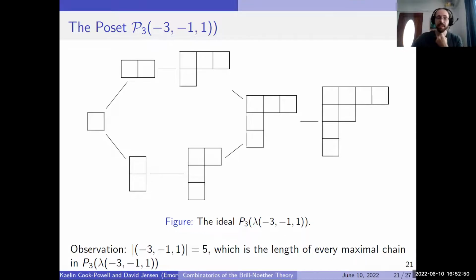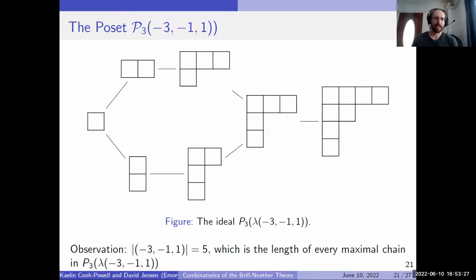There's also something important to note here, which is that if you look at the magnitude of the splitting type, -3, -1, 1, the magnitude is equal to 5. And if I try to trace out the length of any maximal chain, well, there would be an empty partition here, that length is equal to 5 as well. And that idea is something that we want to take advantage of later, these maximal chains.